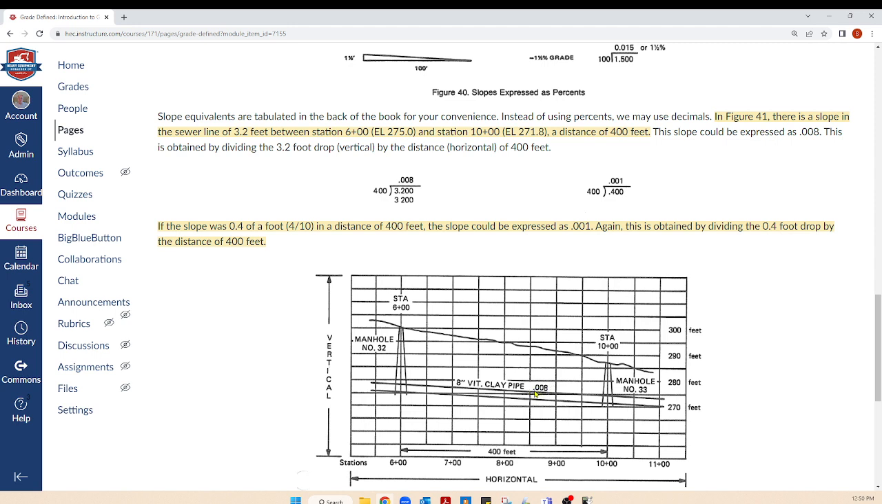It's just 0.008. Multiply that times 100, and what you have is 0.8%, a 0.8% fall. That's what you have here. And where did this come from? I think they have different values, or maybe I got it wrong.